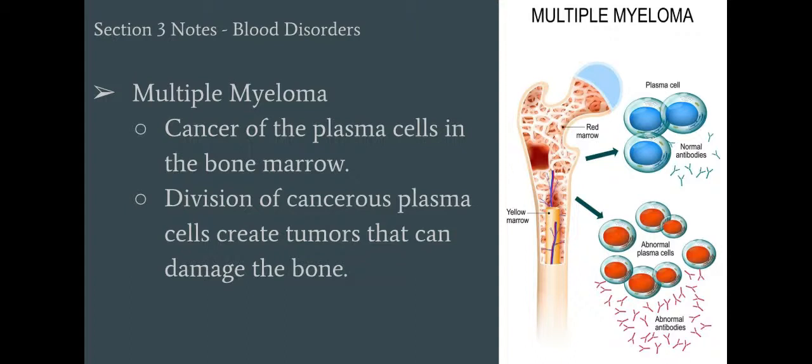The last type of cancer we're going to talk about is multiple myeloma, and that is a cancer of the plasma. It's usually found in the bone marrow. Because of this division of cancerous plasma, it creates tumors that can damage the bone. So technically it's a blood cancer, but in all reality, it is bone cancer, to say the least, because we know that a lot of this blood is created in those specific cells.